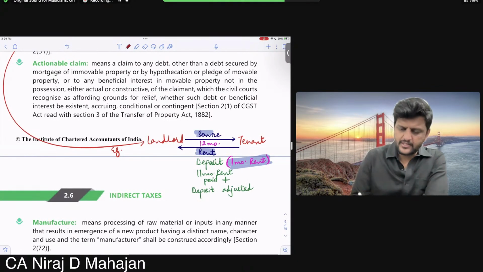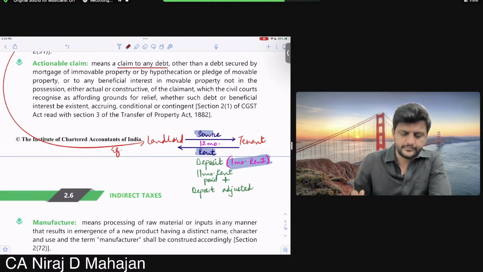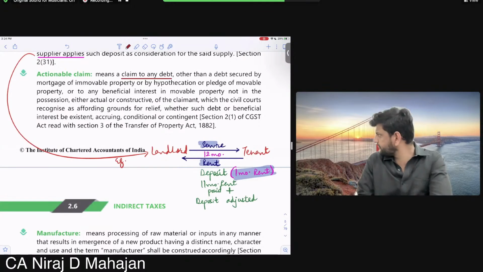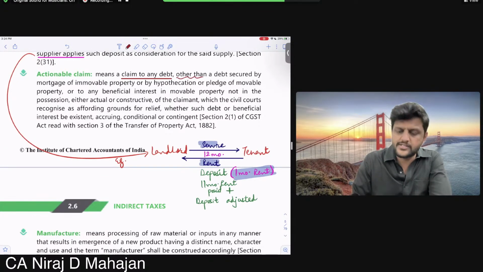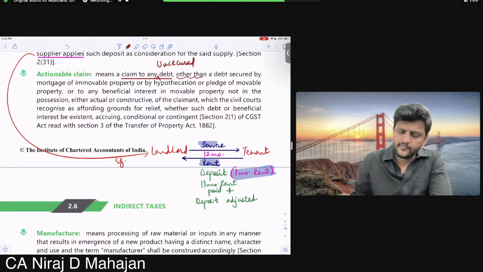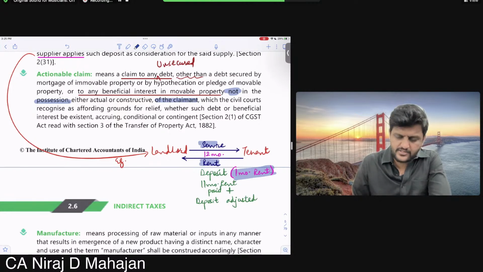Actionable claim means a claim to any debt, other than a debt secured by a mortgage of immovable property or by hypothecation or pledge of immovable property. So since it says other than, can I say it is also called unsecured debt? Any claim, or to any beneficial interest in a movable property, not in the possession, either actual or constructive, of the claimant, which the civil courts recognize as affording grounds for relief, whether such debt or beneficial interest be existent, accruing, or conditional or contingent.